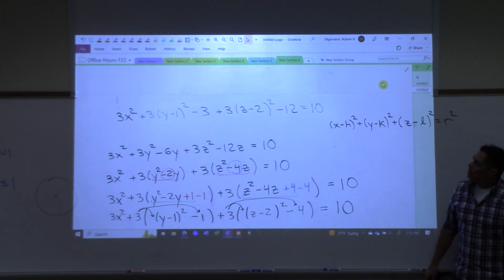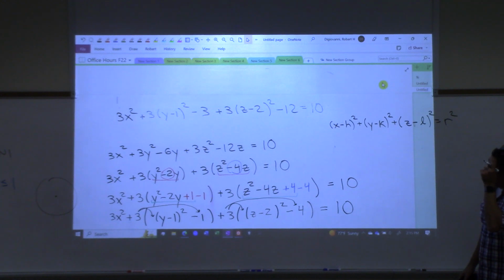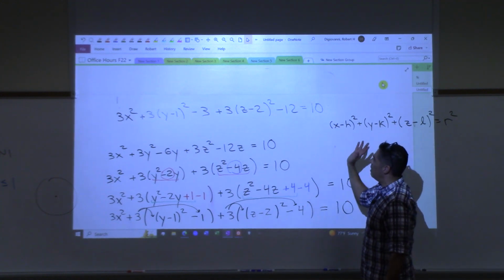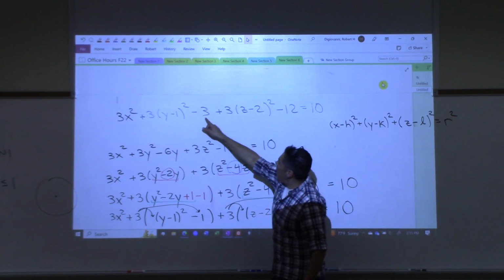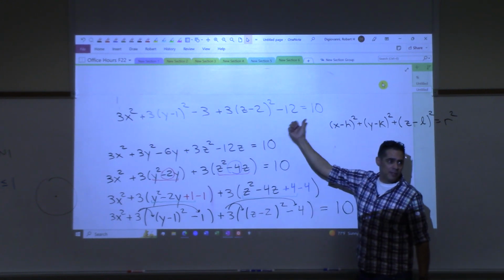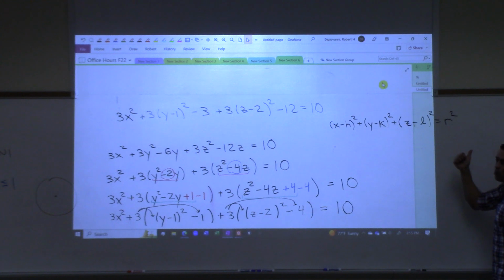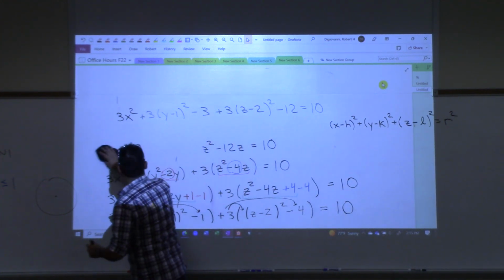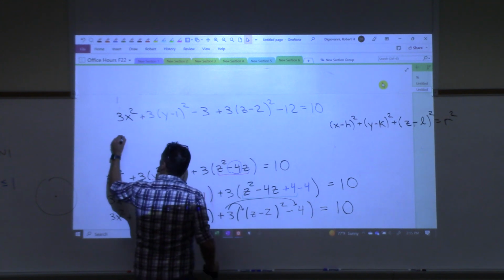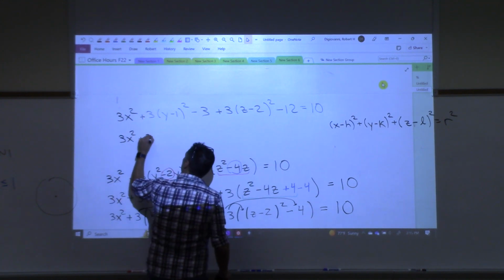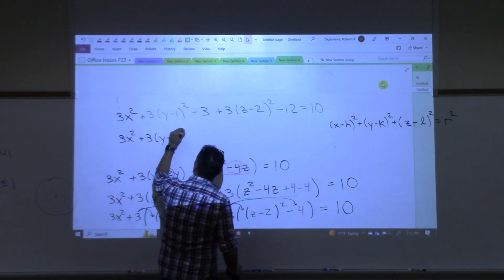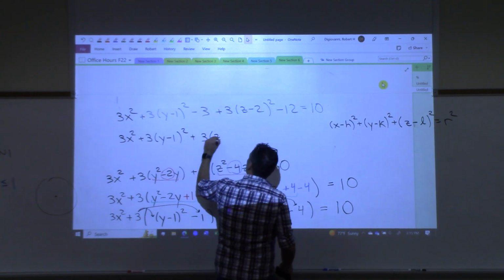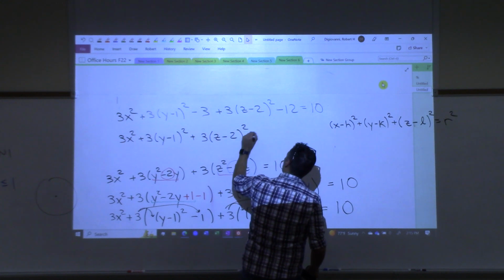Yep. All right. Let's take everything that's just a number, like any constants, let's take them to the other side. So minus 3 and minus 12 is minus 15. Go to the other side, you're going to get 25, aren't you? Yeah? So 3x squared plus 3(y minus 1) squared plus 3(z minus 2) squared equals 25.